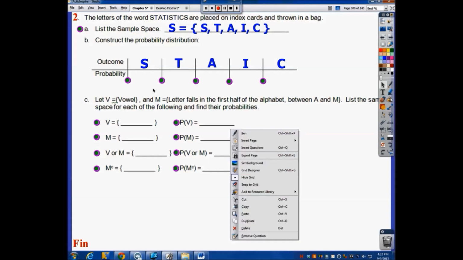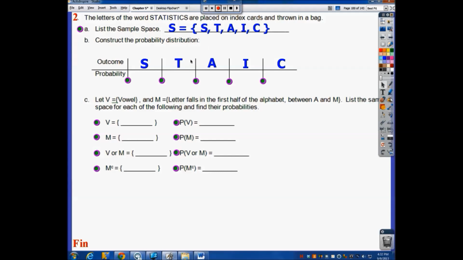So our probability distribution, or our probability model that we talked about in the second video, here's all my 5 outcomes. And now what are the probabilities? Well, the probability of getting an S, well, there were how many S's in the word statistics? 1, 2, 3. Out of how many letters altogether? 4, 5, 6, 7, 8, 9, 10. So I have a 3 out of 10 chance, which is 0.3, 30%.